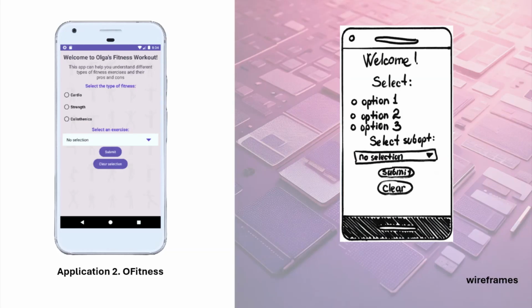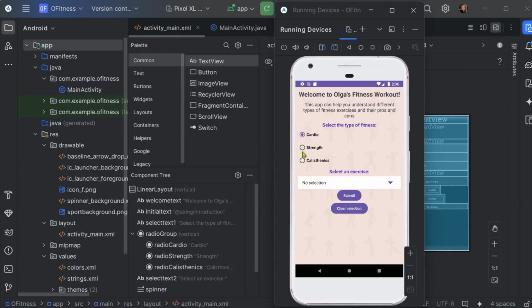The next application uses radio button and spinner components. Using radio buttons, you can select a type of fitness and then choose one of the exercises belonging to that fitness type from a spinner. Each radio button corresponds to its own set of exercises. If no exercise is selected, you'll see a warning message. Otherwise, you'll see pros and cons of choosing the exercise.